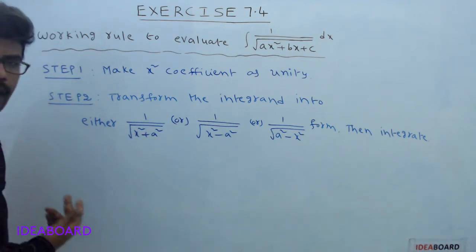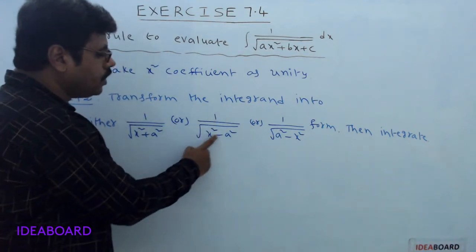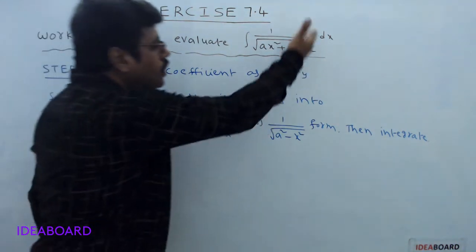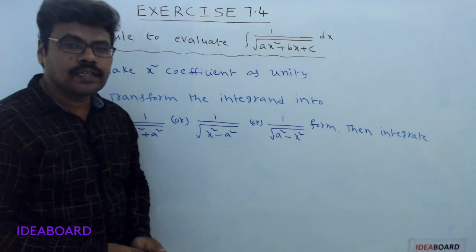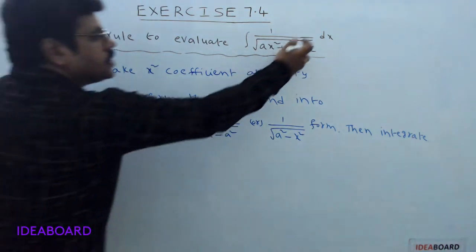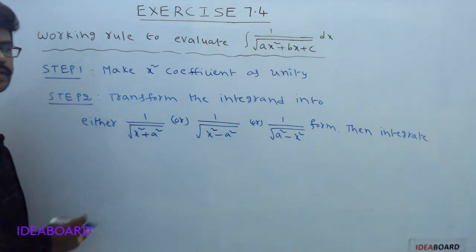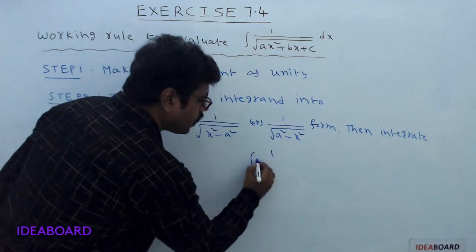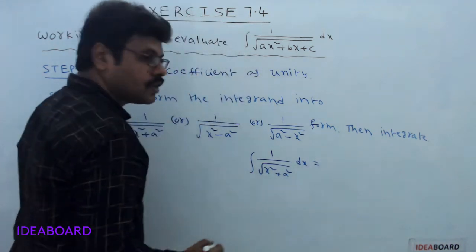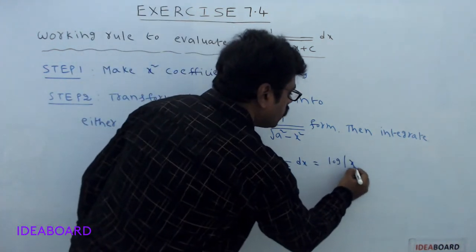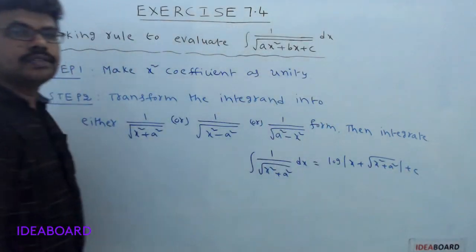square plus a square, or in the form of 1 divided by root of x square minus a square, or in the form of 1 divided by root of a square minus x square. Suppose this integrand will be reduced in the form of 1 divided by root of x square plus a square. Then you can apply the formula: integral 1 by root of x square plus a square dx is log mod x plus root of x square plus a square plus some constant c.